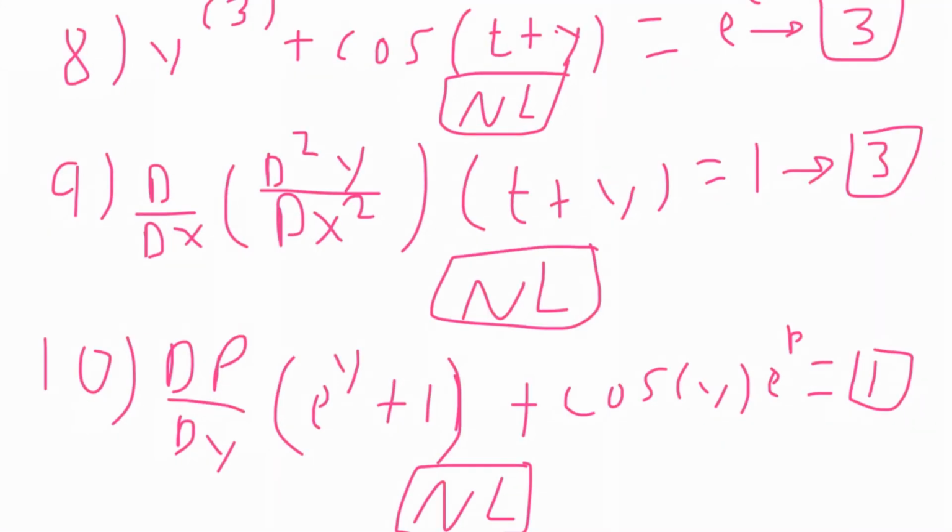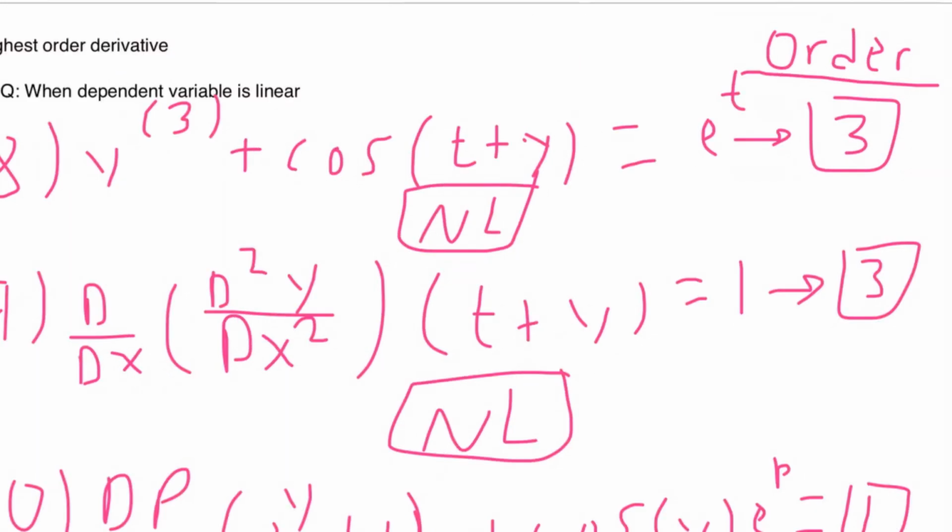Alright, here are the solutions. Number 8 is nonlinear and its order is 3. You get the order from looking over here, because you remember this is the derivative. And it's nonlinear because it's a trig function that utilizes the dependent variable, so that automatically makes it nonlinear.